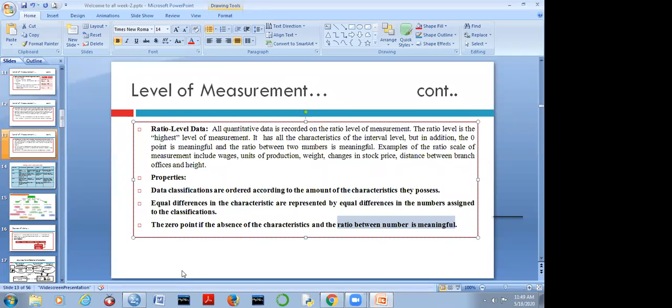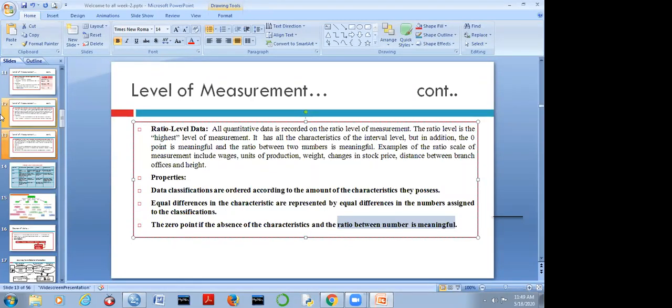ठीक है, and ratio means unit of production, weight, stock price, distance between my home to college. Meters में आप बोलते हो, किलोमीटर्स में बोलते हो. 22 किलोमीटर डिस्टेंस नोएडा टू ग्रेटर नोएडा, तो 22 किलोमीटर्स मीन्स रेशियो. Got it? So level of measurement three.